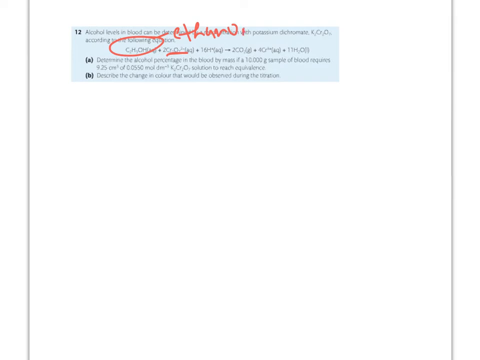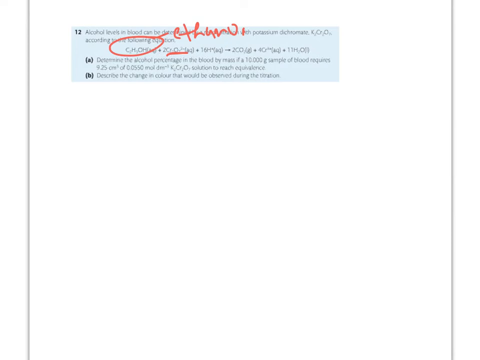Okay. So you had ethanol reacting with the dichromate, and here's the balanced equation for it. And it says determine the alcohol percentage in the blood by mass if a 10-gram sample of blood requires 9.25 cc's of 0.055 molar potassium dichromate to reach equivalence.